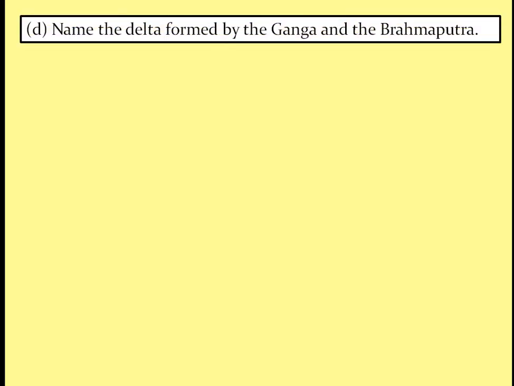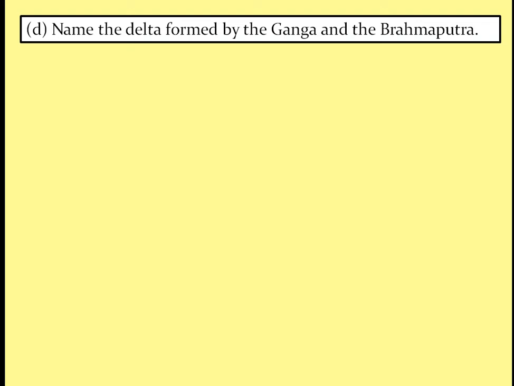D. Name the delta formed by the Ganga and Brahmaputra. Dear cadets, please pay attention here. In this examination, I had given this question, name the delta formed by the Ganga and Brahmaputra. So all the people cheated the answer from the internet and they are writing Jamuna and Ganga and something like that. So the name of the delta is Sundarban only.